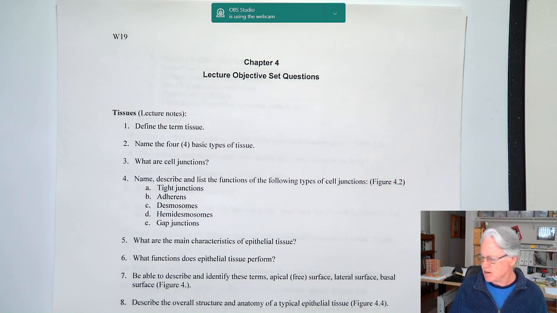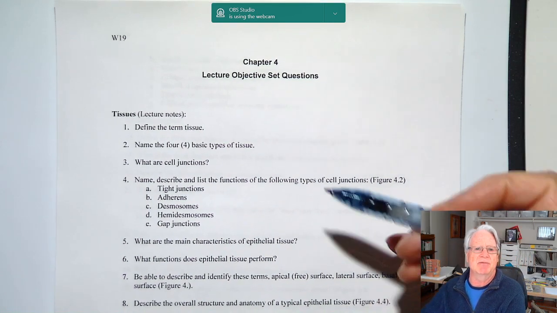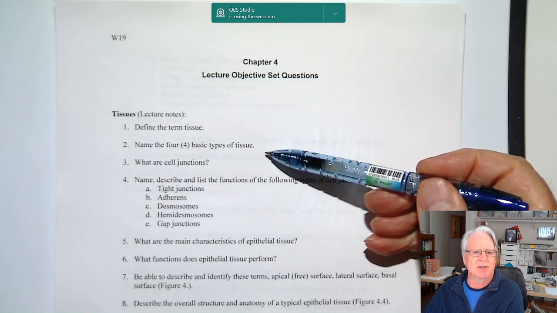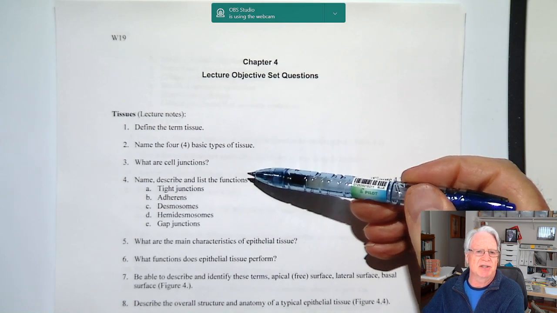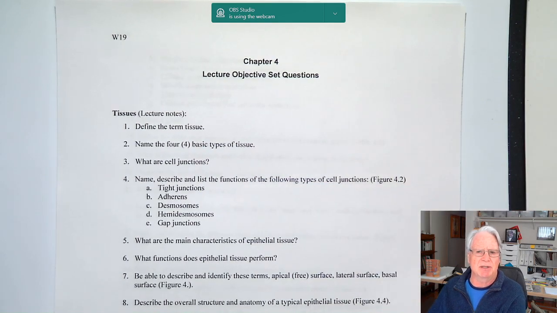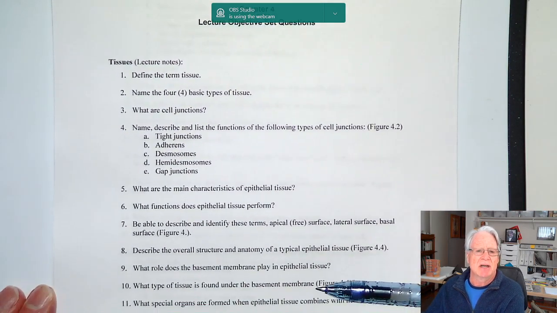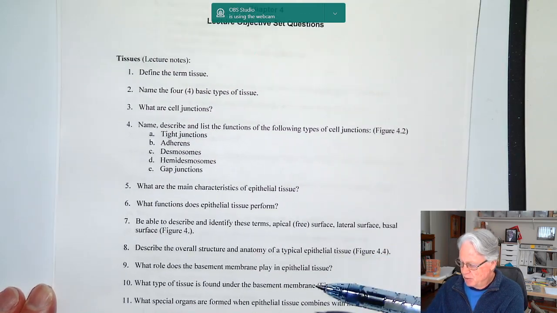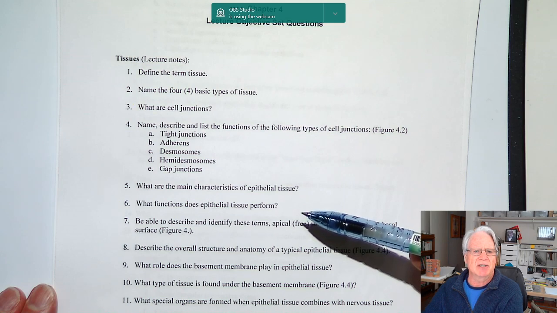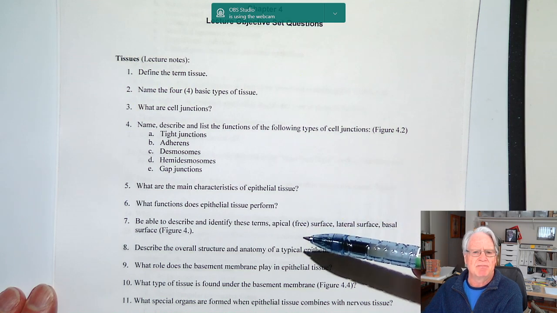So let's begin with just a very quick survey of some of the questions that we're going to be addressing. So we're going to define what a tissue is. We'll be looking at the 4 basic types of tissues. We'll be talking about cell junctions. So these are very important in the way epithelial tissue in particular operates. And then we'll be looking at the main characteristics of epithelial tissue. What functions does epithelial tissue have?